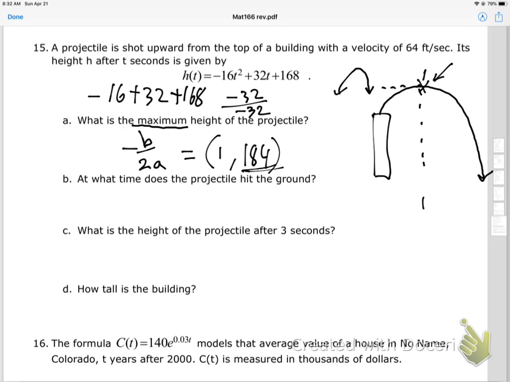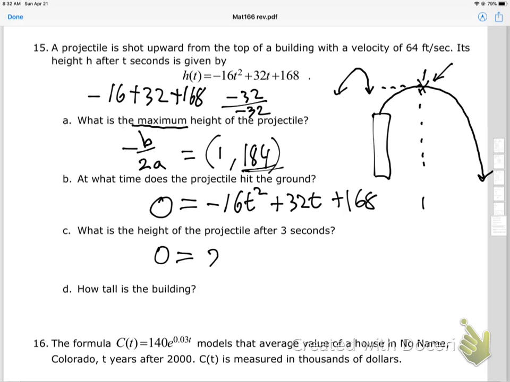After a second, anyway. What time does the projectile hit the ground? Well, that's when height equals 0. So you have to set the whole equation equal to 0. Now, usually I like to hope that everything will divide by negative 16, but I don't think the 168 does. I'm going to have to divide everything by negative 8 instead, which leaves me with 2t squared minus 4t minus 21.